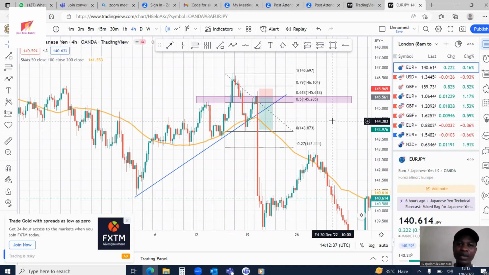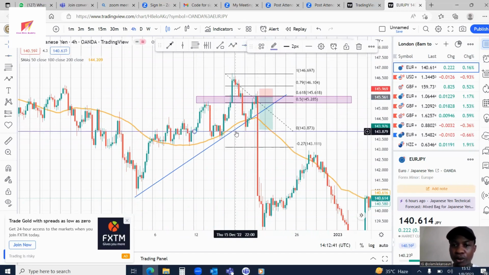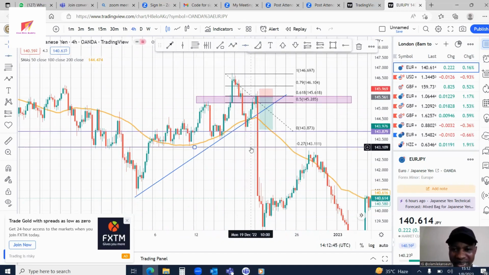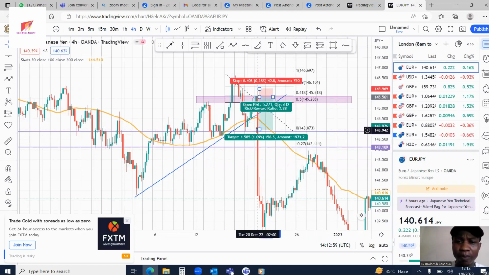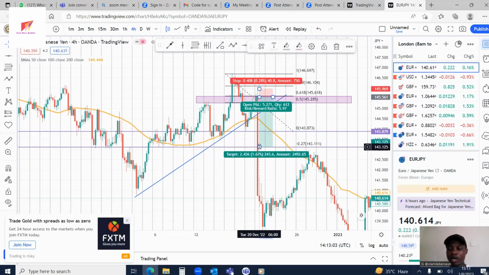So my first take profit is this 0 point. And my second take profit is always this minus 0.27. So that is how I use my Fibonacci retracement and extension. I use my Fibonacci retracement to get the next possible zone to enter the market, and I use the extension part of the Fibonacci to get my take profit. So you see that it is very easy.